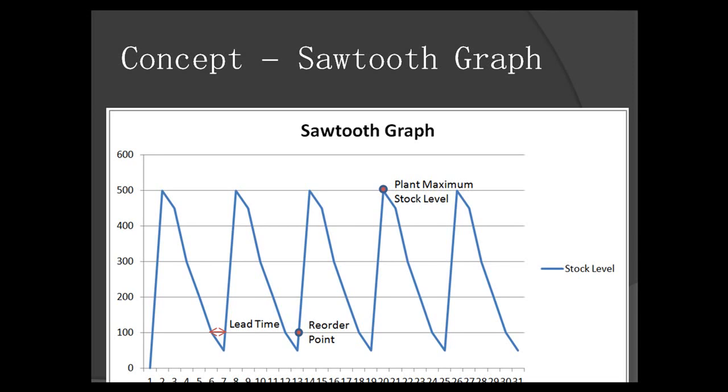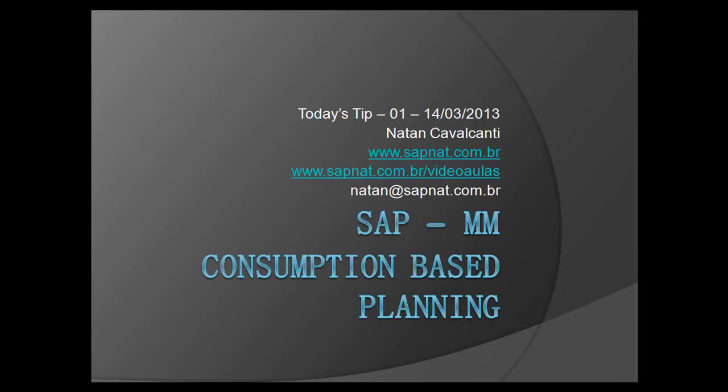Let me show you the sawtooth graph. Here in the X, the quantities for each part. These parts are very important for production process. So can you imagine a person going down to the warehouse and counting part by part and taking notes in his spreadsheet how many parts the company has for each part?